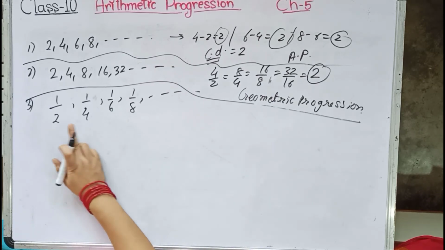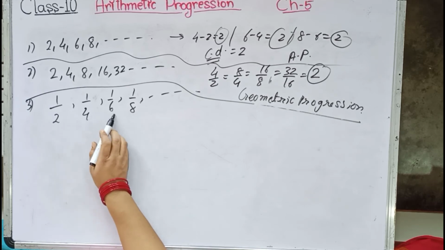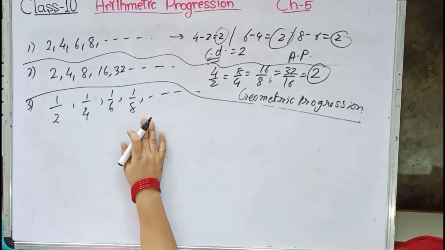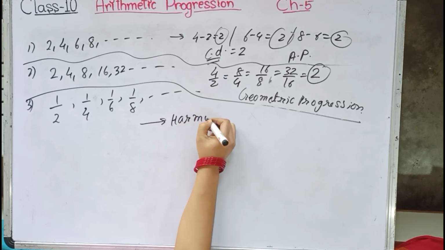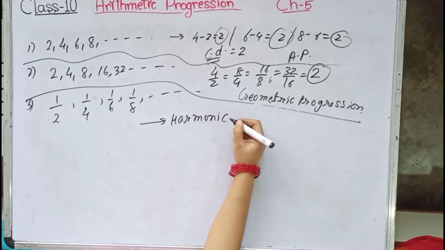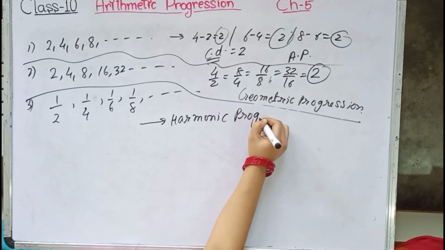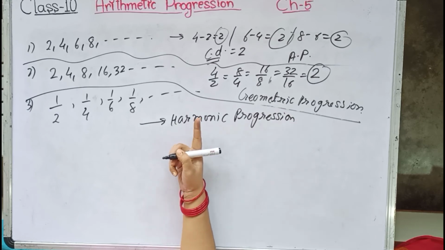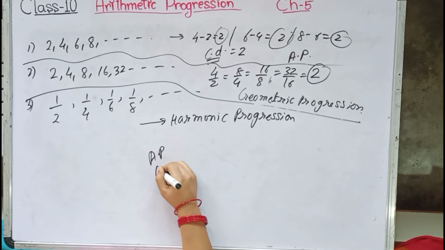Now the third series: you can see the denominators 2, 4, 6, 8 and so on are in AP, and the numerator is the same. So when the denominator is in AP, the series is called harmonic progression. This also we don't have to do in class 10, 11 or 12. So three types of series we found: arithmetic progression, geometric progression and harmonic progression.